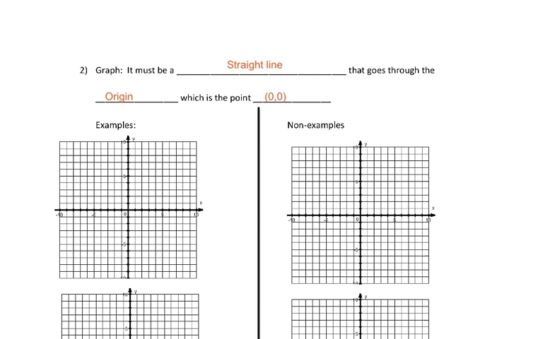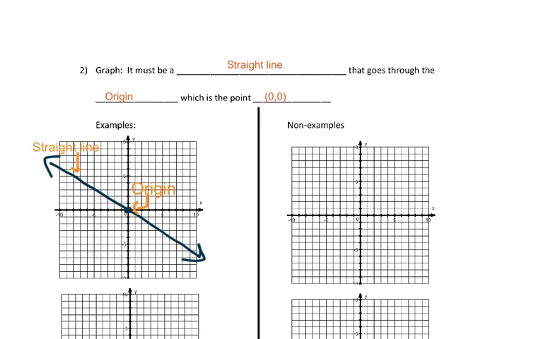So let's take a look at some examples here. As long as I have a straight line that goes through the origin, it will be a proportional relationship. So I have my origin, which is right here in the middle, and then we need a line that goes through that center. So as long as your line is straight and it goes through the origin, it's going to be a proportional relationship.